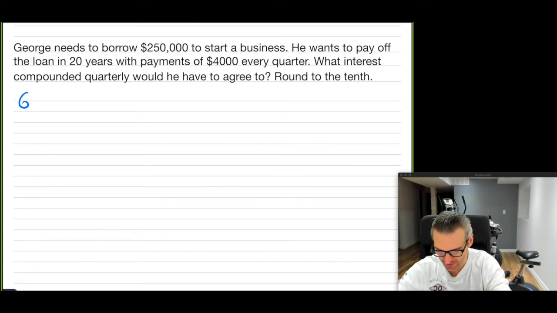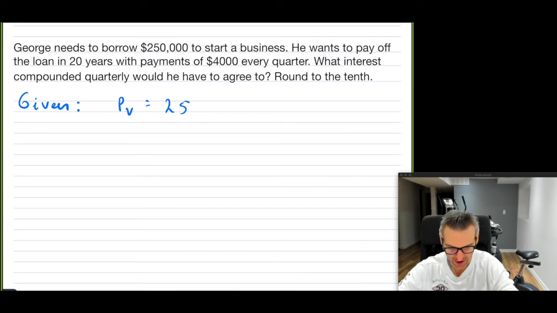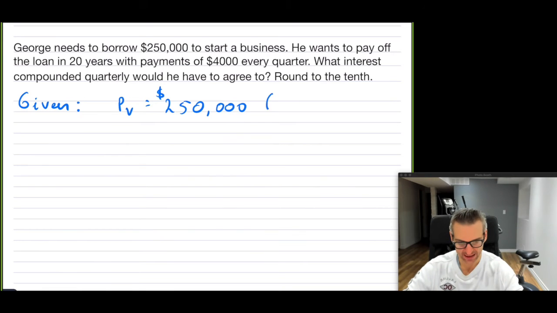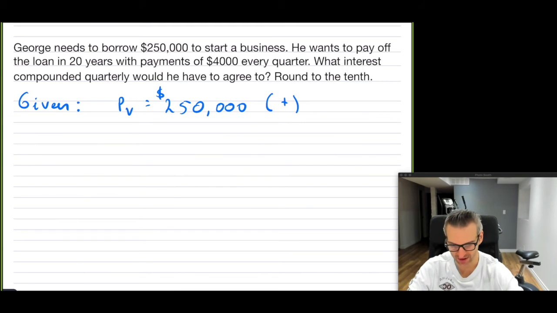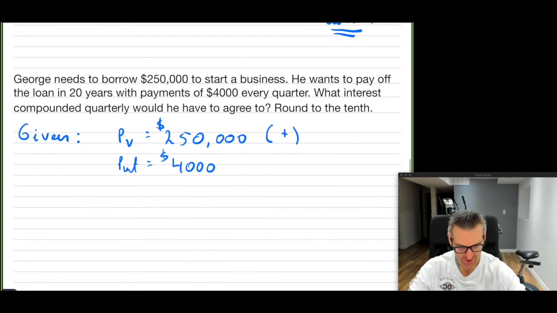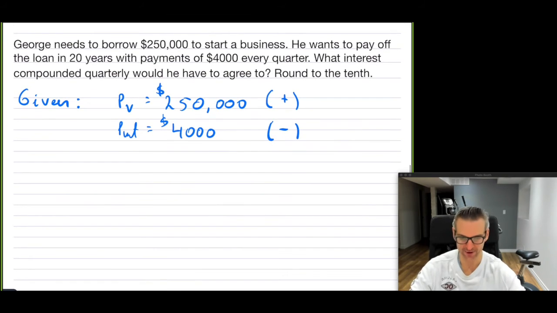So my givens, I'm going to write that in here. In this case, this is the present value because we have just borrowed this. And here beside it, because we're going to be putting this into the calculator, I'll make this positive. The reason it's positive is because I am receiving the loan. And then my payments are supposed to be $4,000 because I'm making the payments. So I'm going to make this negative in the calculator.